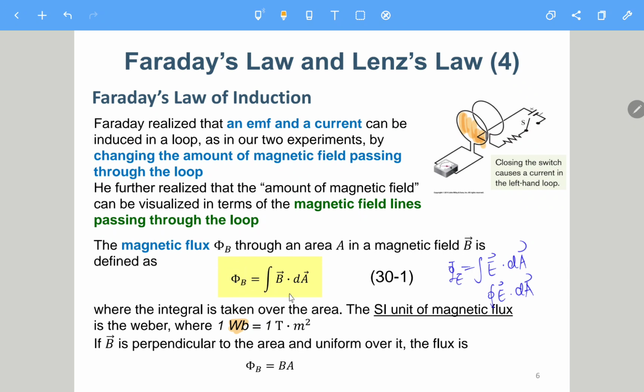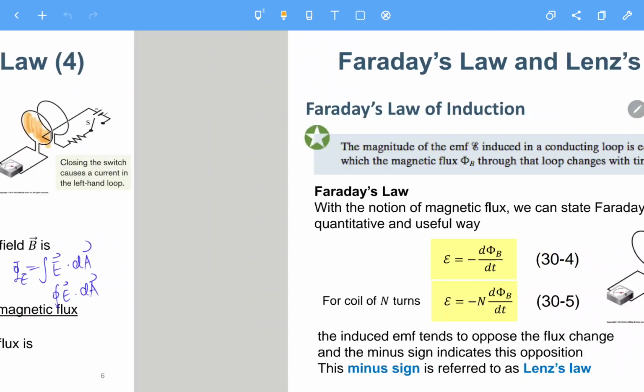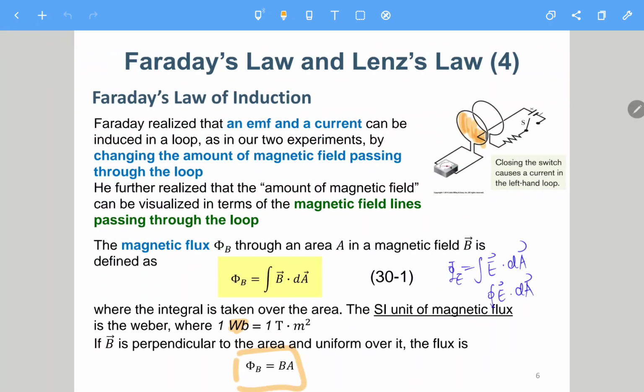So if B and A are parallel, because they are in a dot product, and if the B field is also uniform, then this surface integral will simplify to a multiplication. You just multiply the B field by the cross-section area. In high school physics, maybe you have seen this formula before. I think this is not perpendicular, this is parallel.